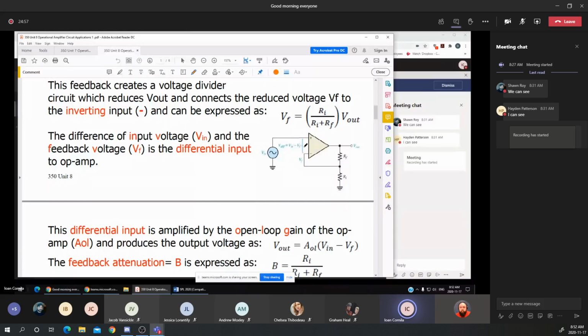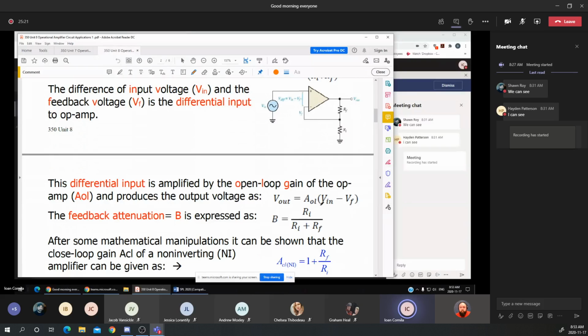Now, making some calculations, we can determine that the output voltage of the op-amp using negative feedback is the input voltage multiplied by the gain of the circuit. That gain is the open loop gain, which amplifies the differential voltage, or the voltage between the two inputs, as Vin minus VF.